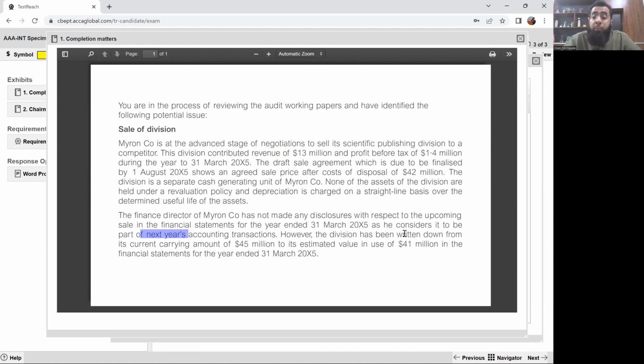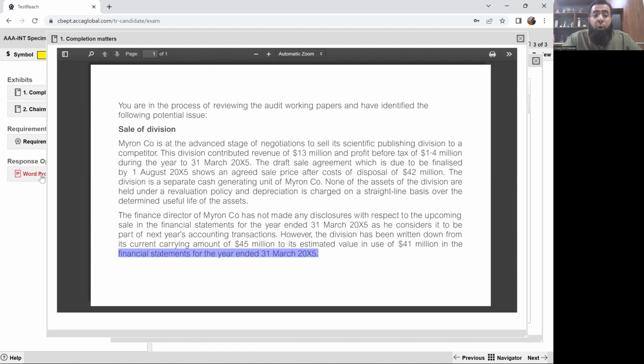However, the division has been written down from its current carrying amount of $45 million to its estimated value in use of $41 million. This is also wrong. Once IFRS 5 held for sale becomes applicable, then you don't look at value in use. At that time, you start looking at sale price after cost of disposal, which is $42 million, in the financial statements for the year ended 31st March 2005.